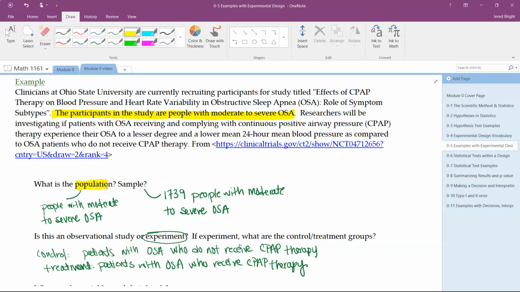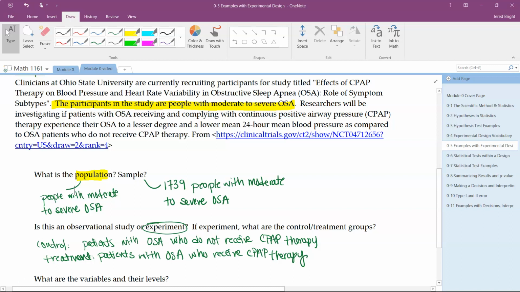Okay, and then is this an observational study or an experiment? That really comes down to asking yourself, are there interventions being taken by the researcher? Are the researchers actively manipulating something? The answer is yes, because they're giving patients this CPAP therapy, so continuous positive airway pressure therapy. Consequently, they're dividing participants into control and treatment groups, so that within the experiment, one group doesn't receive CPAP therapy, one group does receive CPAP therapy.